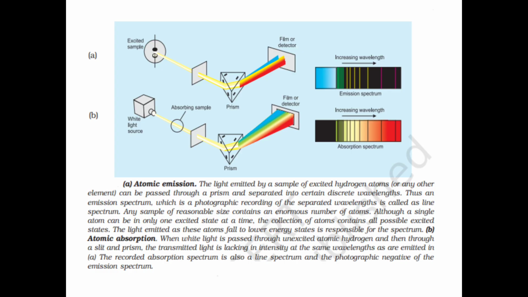Atomic absorption. When white light is passed through unexcited atomic hydrogen, then through a slit and the prism, the transmitted light is lacking in intensity at the same wavelengths. The recorded absorption spectrum is also a line spectrum.